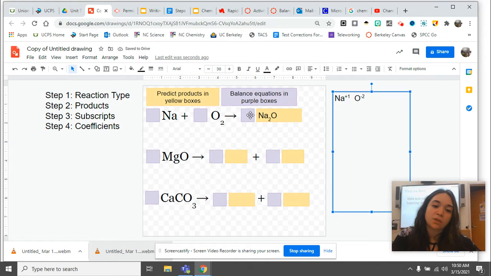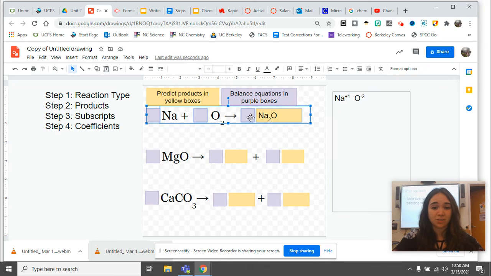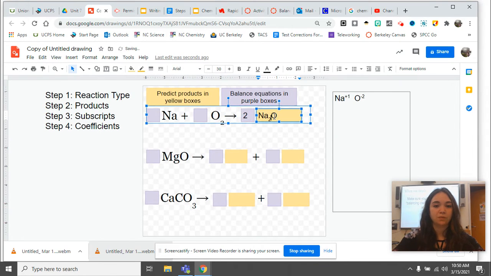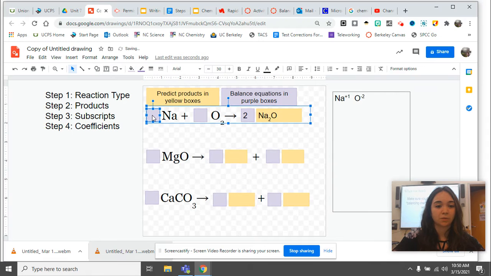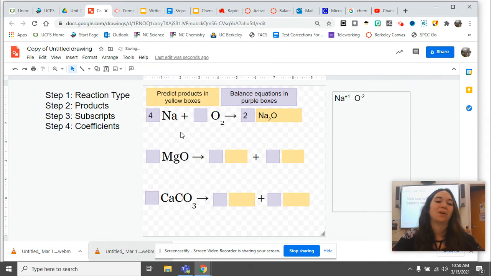So to balance this, we want to get the same amount of each element on both sides. I can see on the left I have 2 oxygens, and on the right I only have 1 oxygen. So I can multiply that by 2 so that my oxygens balance out. And then to get my sodiums to balance out, I now have 4 on the right. So I'm going to put a 4 in front of my sodium on the left to get that to balance out. Now that one is done.